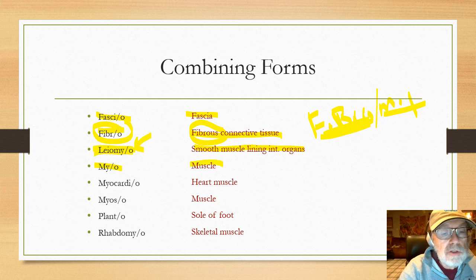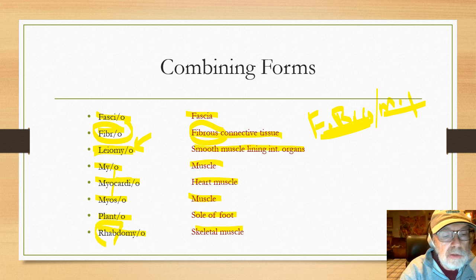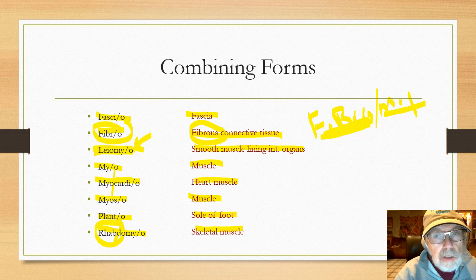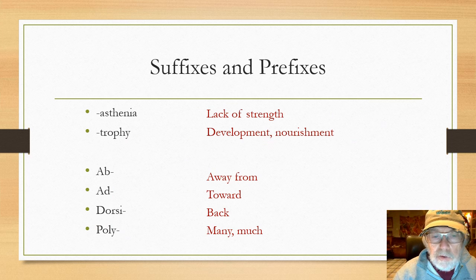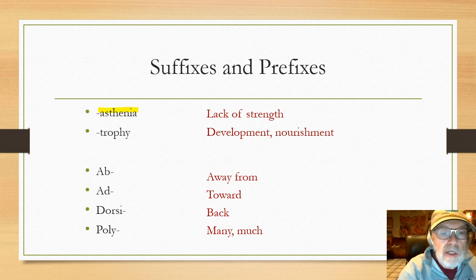Myo, we know, means muscle. Myocardio means heart muscle, because myo, muscle, cardi, heart. Myoso also means muscle. Planto means the bottom of the foot, the plantar area. Rhabdomyo means skeletal muscle, because rhabdo, like I mentioned, could be either a prefix or a word root that means skeletal muscle. These are words that we've had before. A couple of suffixes and prefixes I think are important. Asthenia means a lack of strength.